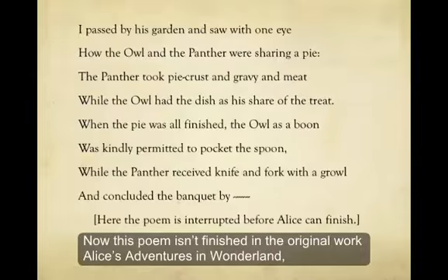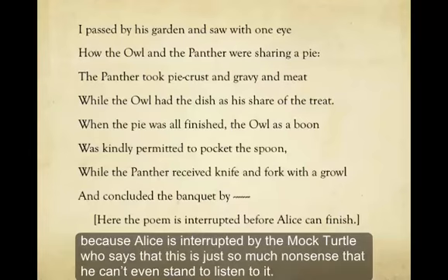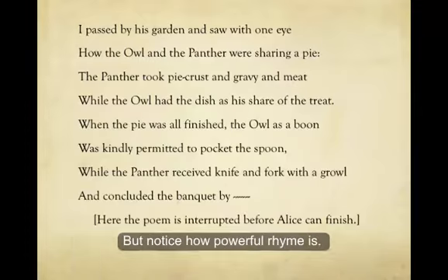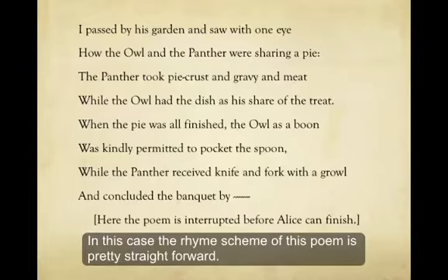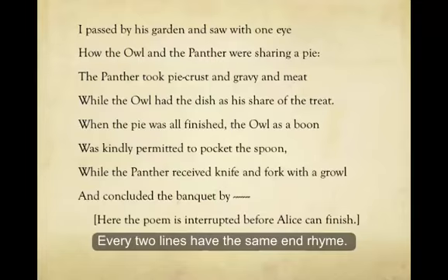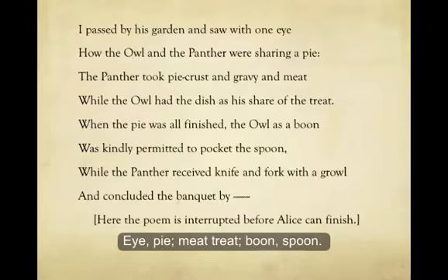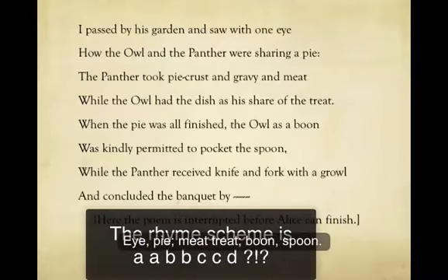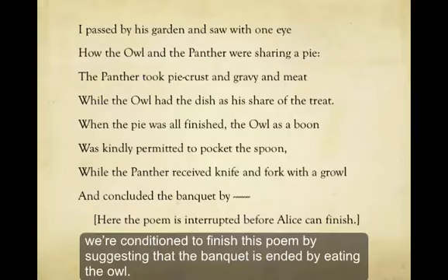Now this poem isn't finished in the original work, Alice's Adventures in Wonderland, because Alice is interrupted by the Mock Turtle, who says that this is just so much nonsense he can't even stand to listen to it. But notice how powerful rhyme is. In this case, the rhyme scheme of this poem is pretty straightforward. Every 2 lines have the same end rhyme: I, pie, meat, treat, boon, spoon. So by the time we get to growl, you're conditioned to finish this poem by suggesting that the banquet is ended by eating the owl.